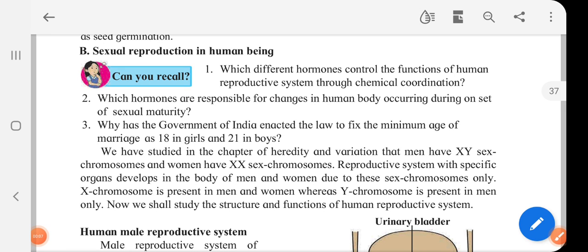Dear students of Standard 10th, in the last lecture of Science 2, we had a discussion on sexual reproduction in plants, and today we are going to discuss sexual reproduction in human beings.